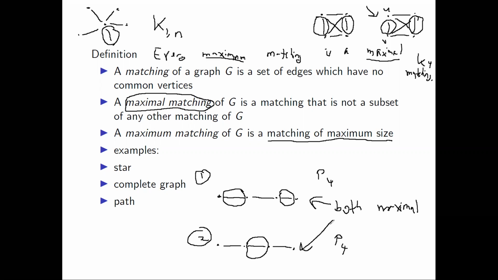So they're both maximal, so that's kind of interesting, even though they're different sizes. And of course, only one of them can be maximum because they have different sizes. And the maximum one is this one up top, and the one on the bottom is maximal, but not maximum. So those are just a few examples of matchings in some families of graphs that we have seen before.